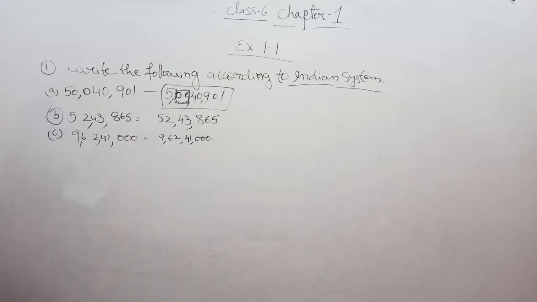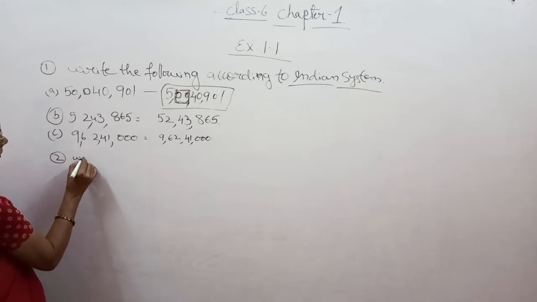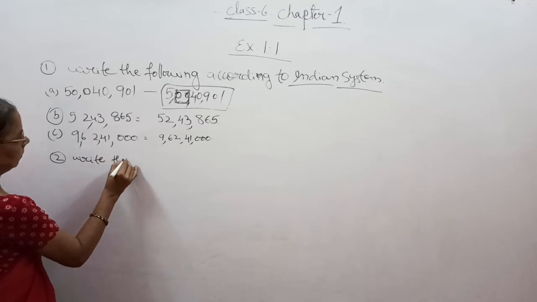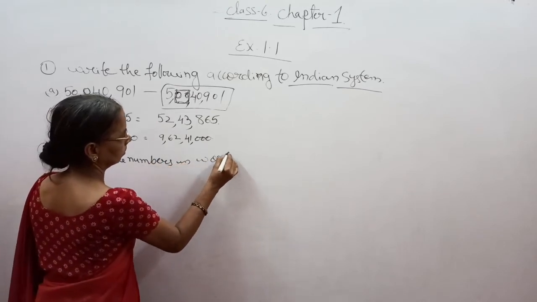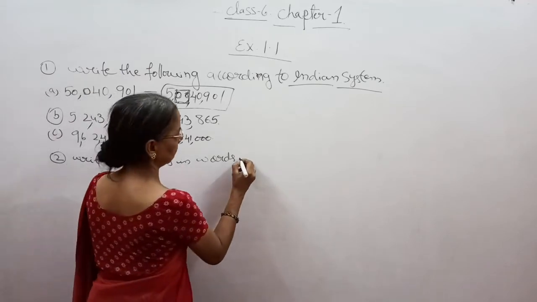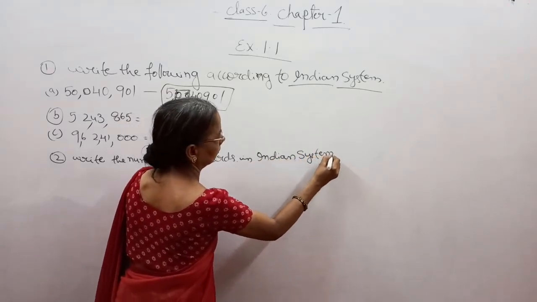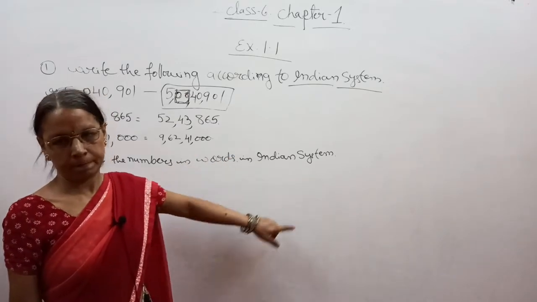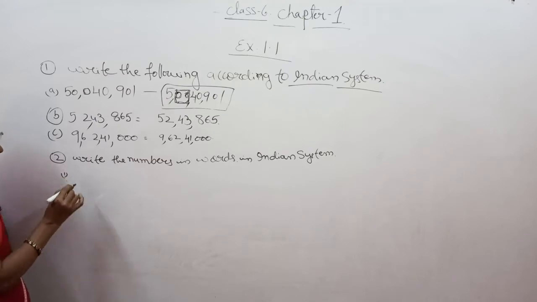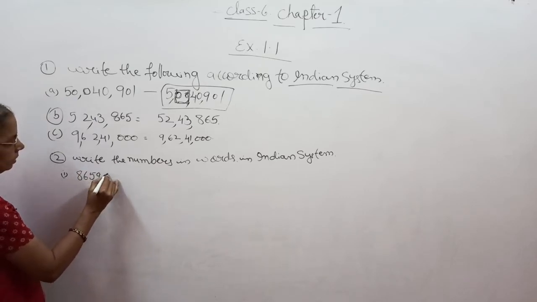Like this. The second question is, write the numbers in words in the Indian system of numeration. हमें दिए हुए नंबरों को वर्ड्स में लिखना है, वो भी इंडियन सिस्टम के द्वारा. The first one is 86,59,64.